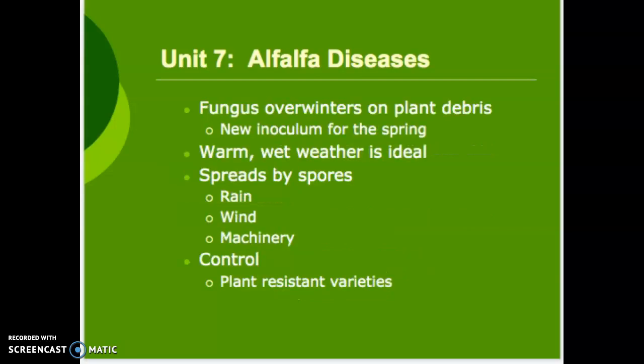So this is a fungal borne disease, and overwinters on the plant debris, and so we get new inoculum for early spring growth, and especially when we have warm, wet weather, that's really ideal. You think about some of the past years that we had, you can kind of picture conditions that may have been ideal for anthracnose problems out there. Again, spread by spores, as with most fungal diseases. It's spread by spores, whether it's rain or wind or even machinery going from field to field with your mower, rake, or your baler. Be careful, be aware of that. And again, resistant varieties is probably your best method of control here.